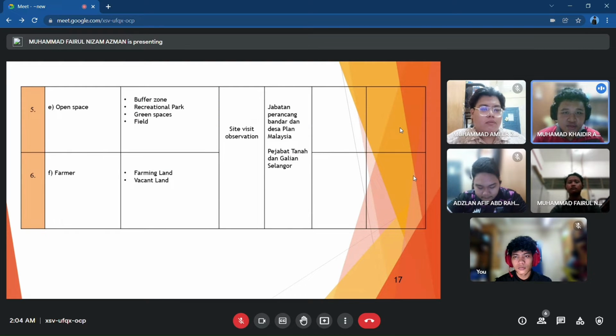And for source of data, primary data is site visit observations, and secondary data is Jabatan Perancang Bandar dan Desa Plan Malaysia and Pejabat Tanah dan Galian Selangor. Next. Open space, buffer zone, recreational park, green spaces and field, farming land and vacant land. For primary data is site visit observations, and for secondary data is Jabatan Perancang Bandar dan Desa Plan Malaysia and Pejabat Tanah dan Galian Selangor. Next.